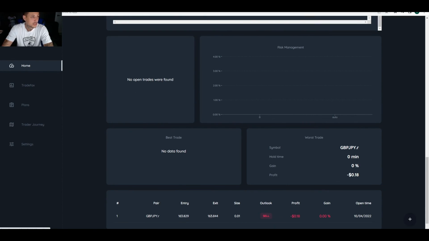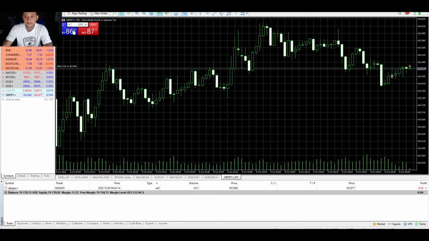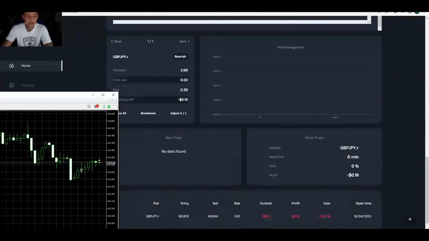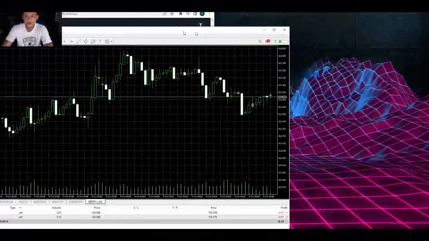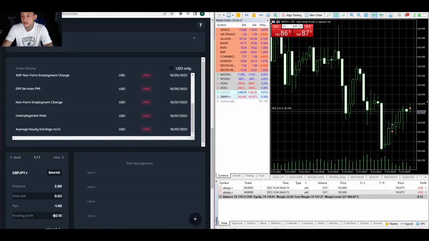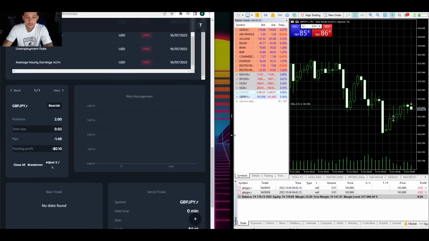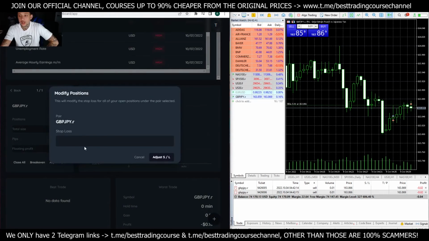So if you're somebody that likes to enter a lot of positions, for example, I'm just going to enter a few, let's call it 2 sell orders here on TradeKeep. It'll show you your current position, where you can either move your stop loss to break even or adjust your stop loss on the position.